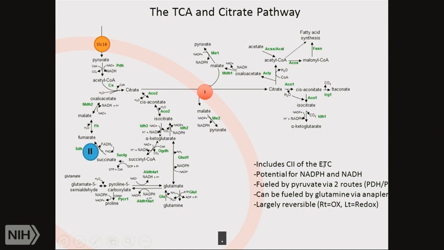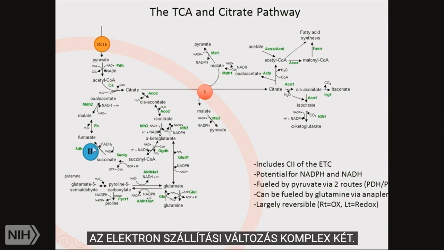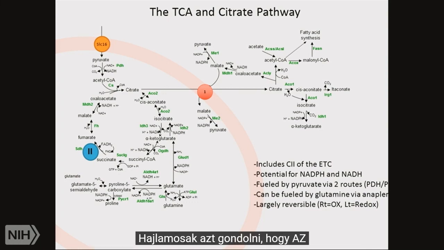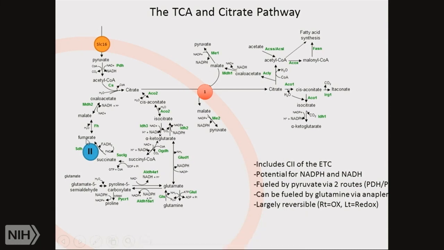So it includes complex 2 of the electron transport chain. This is another thing that often people don't think about. They tend to think of the electron transport chain as being independent, and that the TCA makes fuel that will go into the electron transport chain, and that's true, but they're actually completely integrated in that complex 2, which is succinate dehydrogenase, is involved in the conversion of succinate to fumarate that permits the cycle to run.